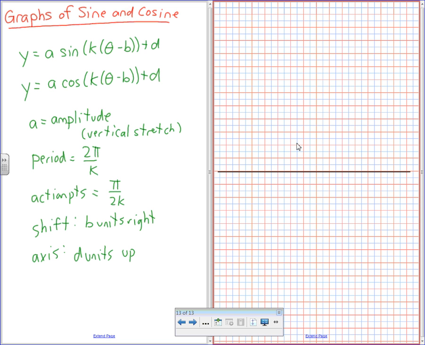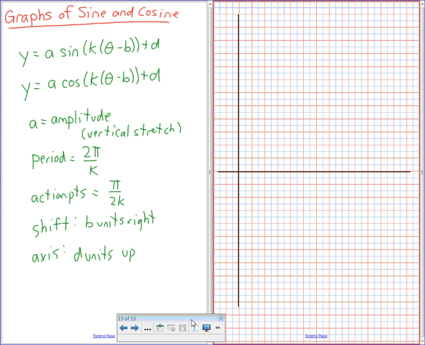Okay. All right, so here's my graph here. This graph is going, what's the max and the min of the periodic graph? 1 and negative 1. Okay, so there's y. And 1, 2, 3, 4, 5, 6, 7, 8.